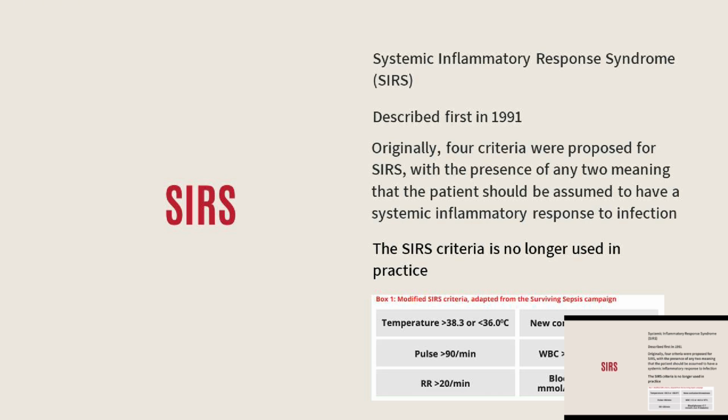Why do we mention SIRS if it's no longer used in practice? There are 2 reasons for this. The first reason is that it's still relevant in identifying infection. And the second reason is that if there's a presence of 2 of these criteria, it can be used to define uncomplicated sepsis. And uncomplicated sepsis means that there's no evidence of organ dysfunction.